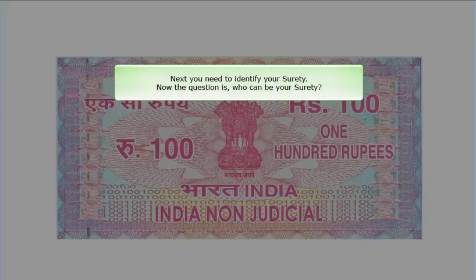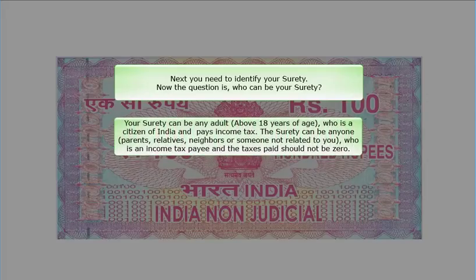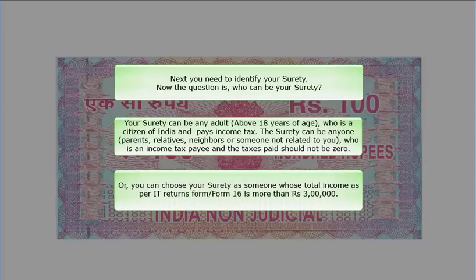Next, you need to identify your surety. Now, the question is, who can be your surety? Your surety can be any adult, above 18 years of age, who is a citizen of India, and pays income tax. The surety can be anyone, parents, relatives, neighbors, or someone not related to you, who is an income tax payee and the taxes paid should not be zero. Or, you can choose your surety as someone whose total income as per IT returns form, or Form 16, is more than Rs 3 lakhs.